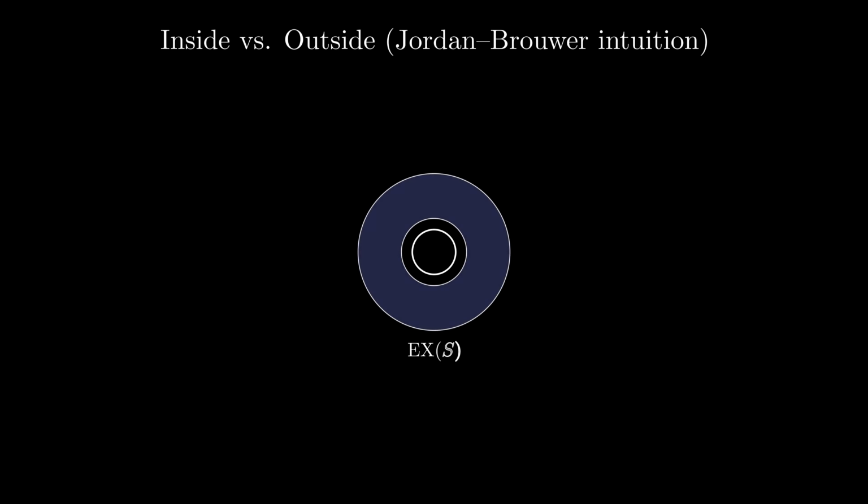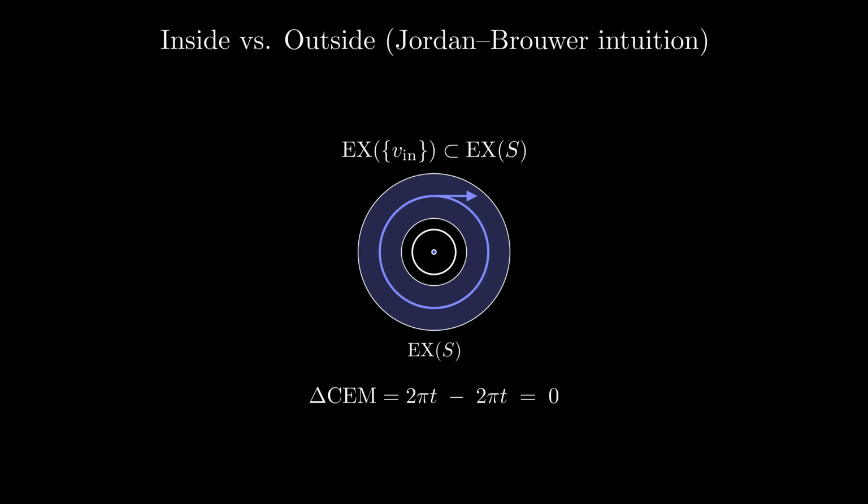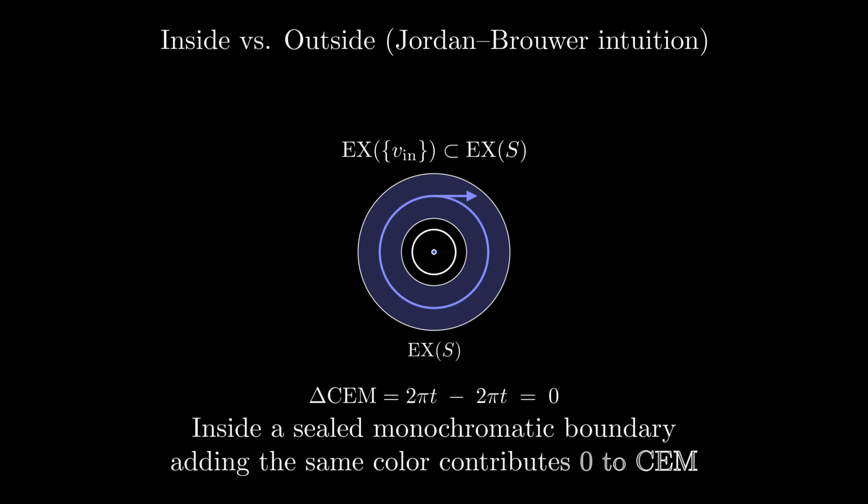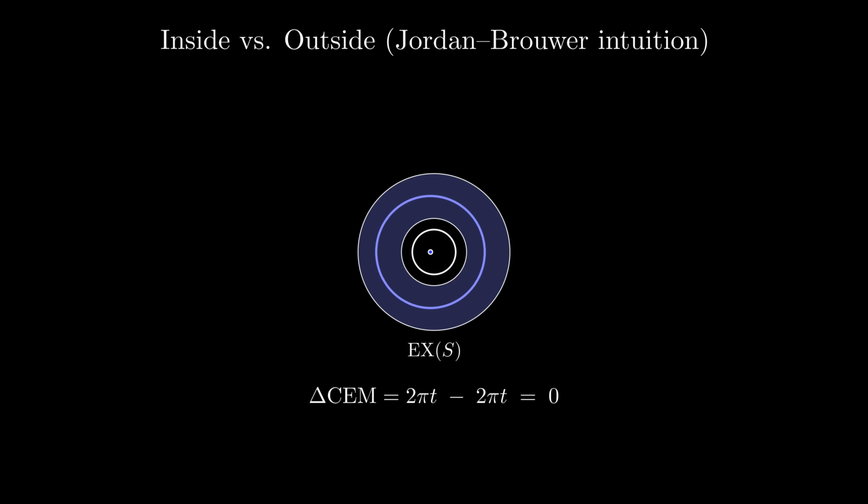Here we have a circle and a vertex with their respective exclusion zones. See how that circle excludes an annulus and that smaller circle is fully inside it? This is what CEM optimization for the Hadwiger-Nelson problem looks like. If we have a monochromatic boundary, encased vertices are free. Think of the cost of that vertex. It is 2 pi t minus 2 pi t. 0. Once you move the vertex outside, it costs something.